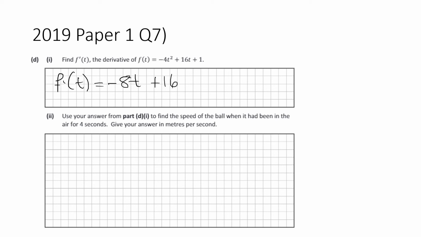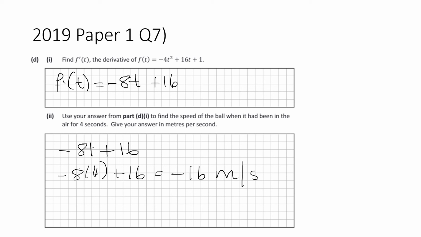So that's 5 marks. For part 2, it's asking you to use your answer from D part 1, which is minus 8t plus 16, to find the speed of the ball when it had been in the air for 4 seconds. Give your answer in metres per second. We're asked to replace t with 4, because the speed is shown by the function here. By finding the first derivative, that's the function for the speed of the ball, minus 8t plus 16. So after 4 seconds, minus 8 times 4 plus 16. That's minus 32 plus 16, which means it was minus 16 metres per second. This just means that the ball was decelerating during that time.